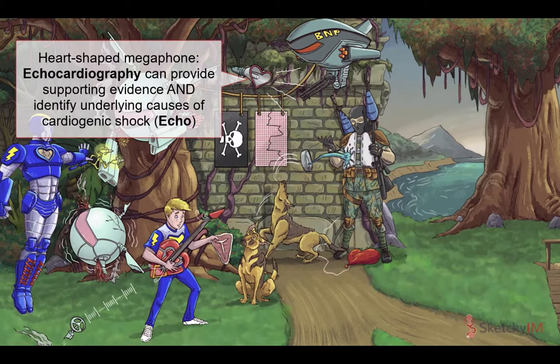Echocardiography, represented by a recurring sketchy symbol, the heart-shaped megaphone, can both provide evidence to diagnose cardiogenic shock, such as poor LV function, and identify some of the underlying causes, such as valvular or septal abnormalities.